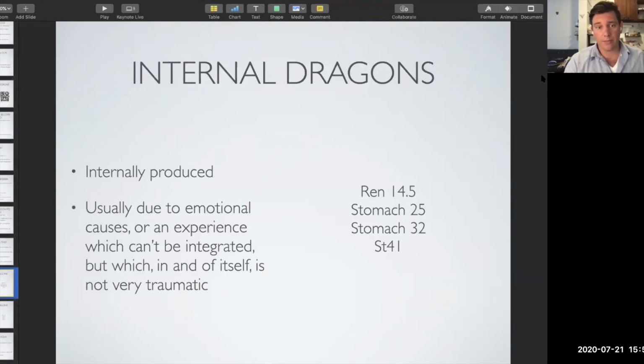The treatments are really simple. This is a needle technique. So the internal dragons, it's a point on the Ren channel between Ren 14 and 15, stomach 25, stomach 32, and stomach 41. We use the internal dragons if the person produced this themselves.